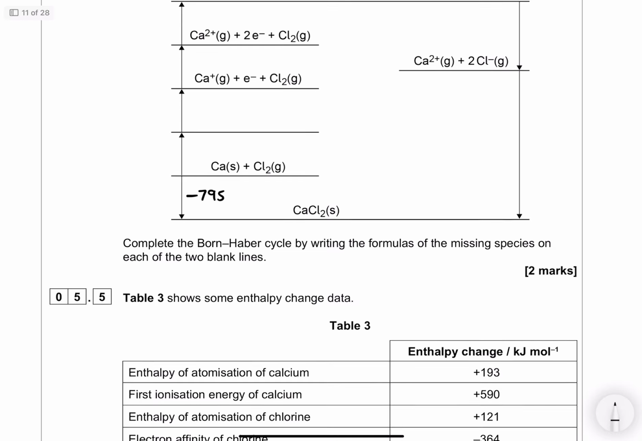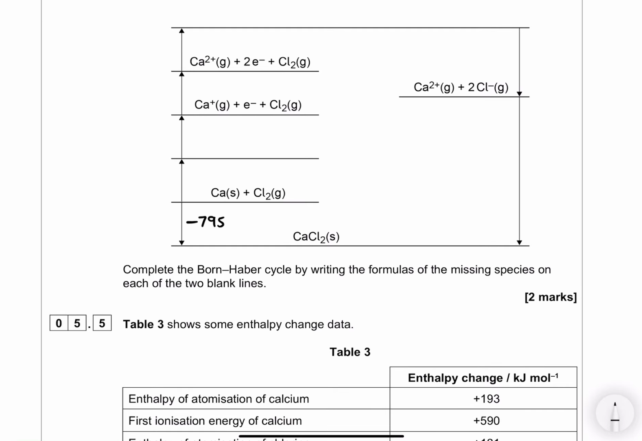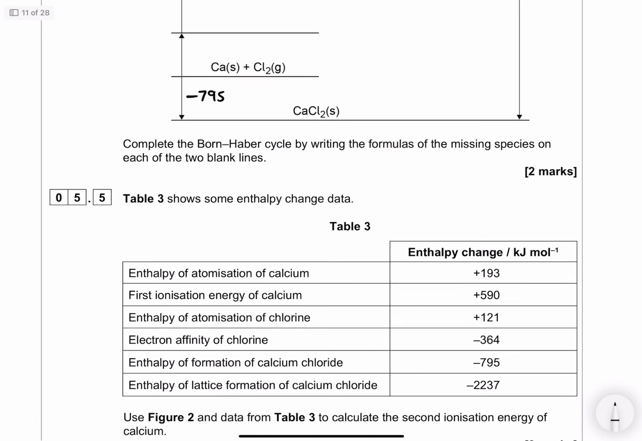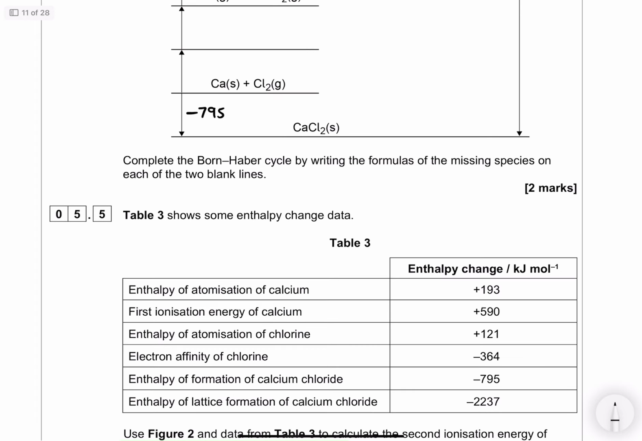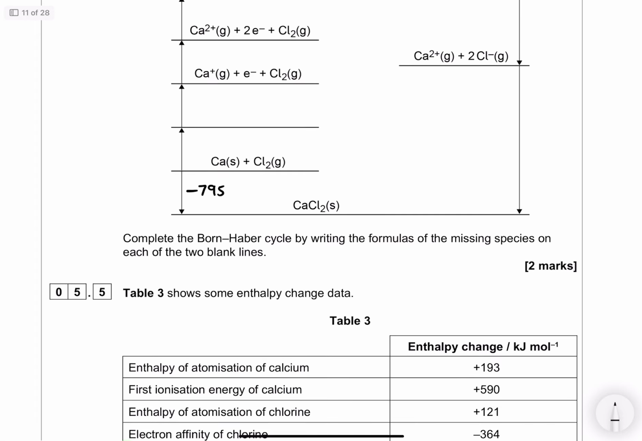Then what we need to do is, we can see that the third arrow is about turning calcium into a 1 plus ion, that's ionisation. But to do that, we need to have gaseous atoms of calcium. And so we will need to do enthalpy of atomization of calcium. So we're going to change the calcium from calcium solid to calcium gas. We're going to leave the chlorine alone, only one change at a time on a Born-Haber cycle. That one would be plus 193, and that makes sense that the arrow points up.